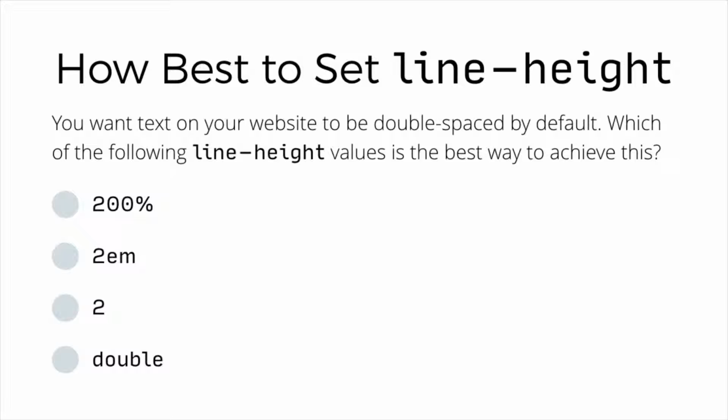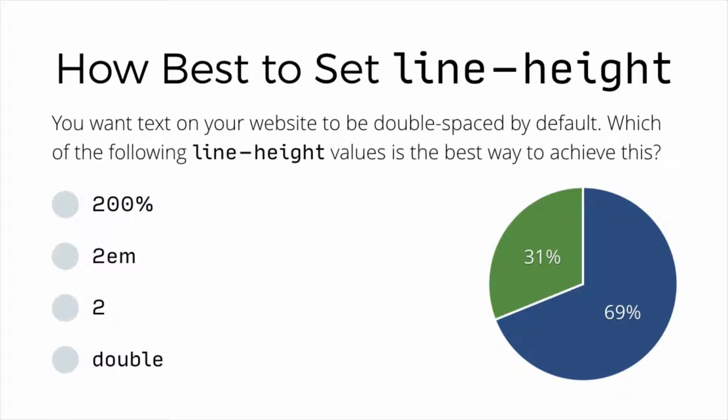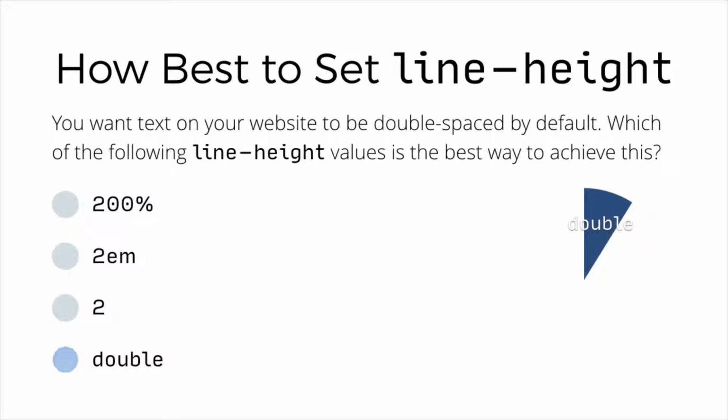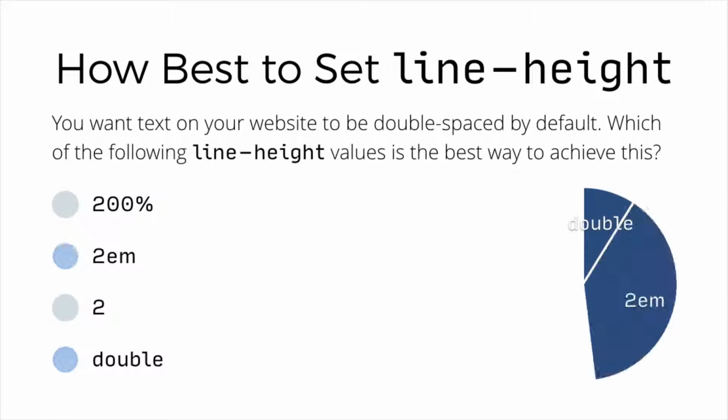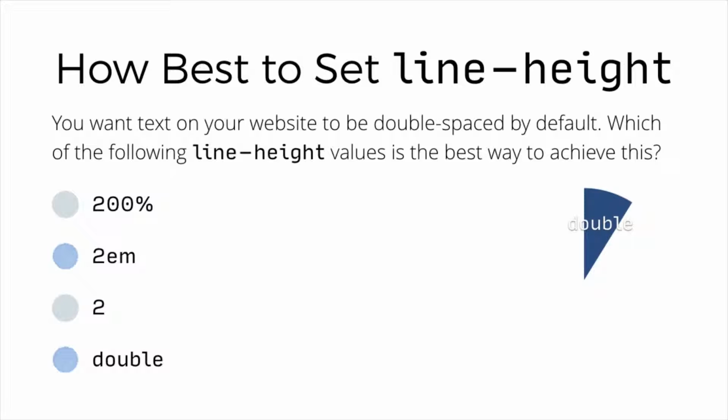All right. So let's dive in with the first wrong answer. Oh, by the way, 31% of people get this right on the test. So don't feel bad if you get it wrong. You're in good company. Double is the red herring on this one. Double is not even a valid value for line height. The only keyword that line height accepts is normal. So double's no good. Double, only 9% of people chose that.